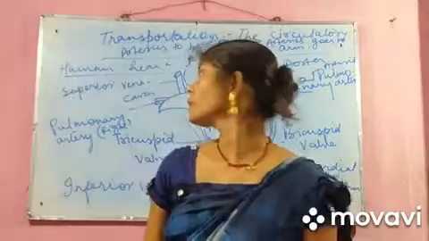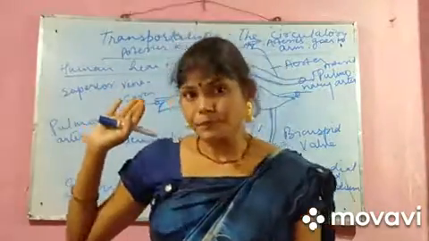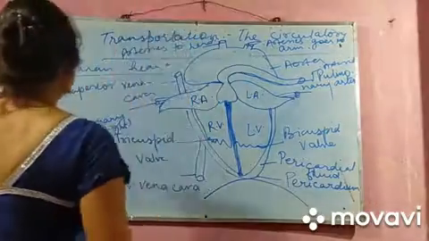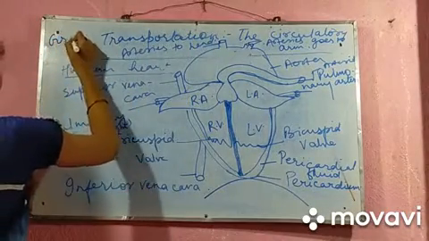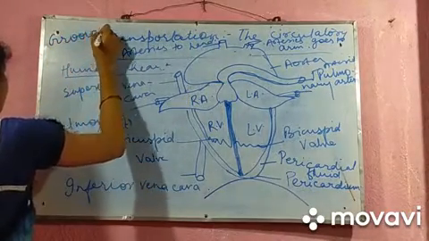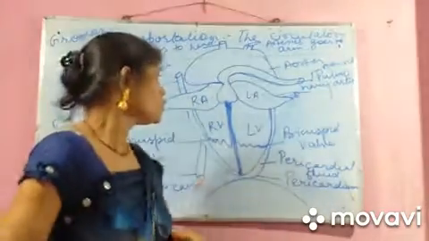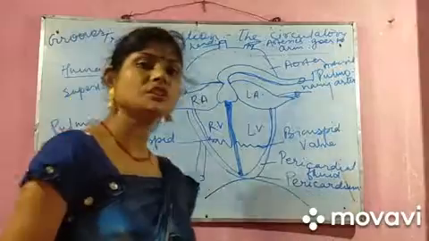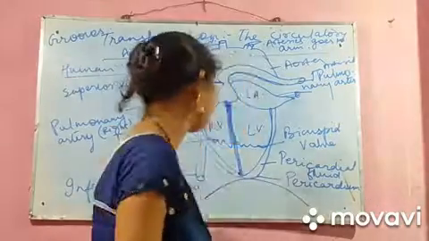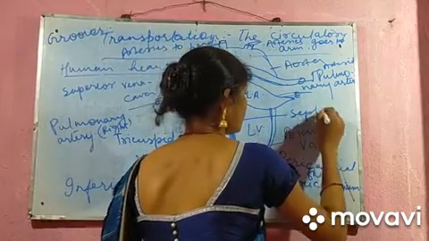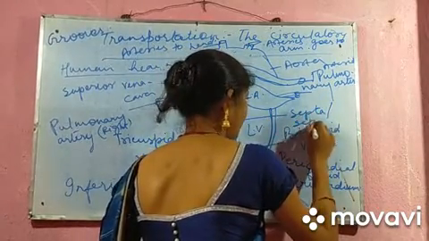The heart is divided into 4 chambers, and these chambers are called grooves. The division of the grooves is done by a wall that is called septa, or septum.